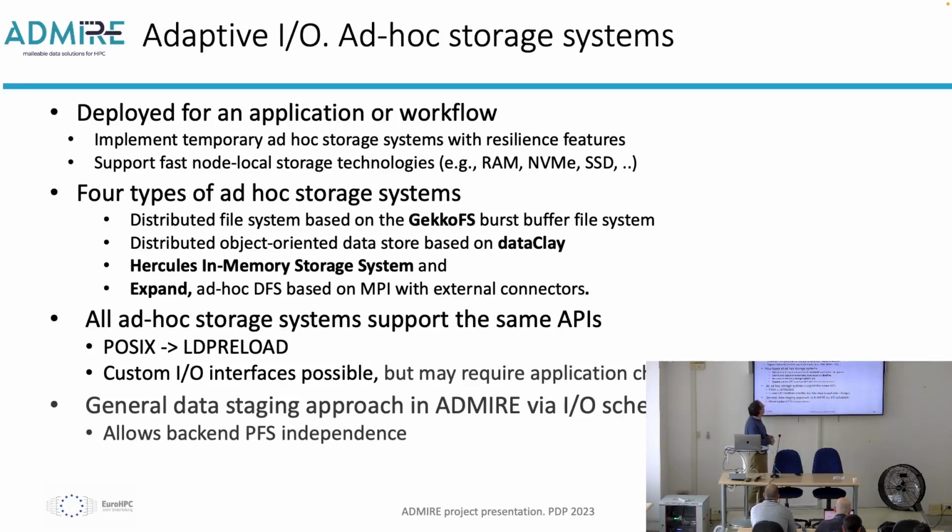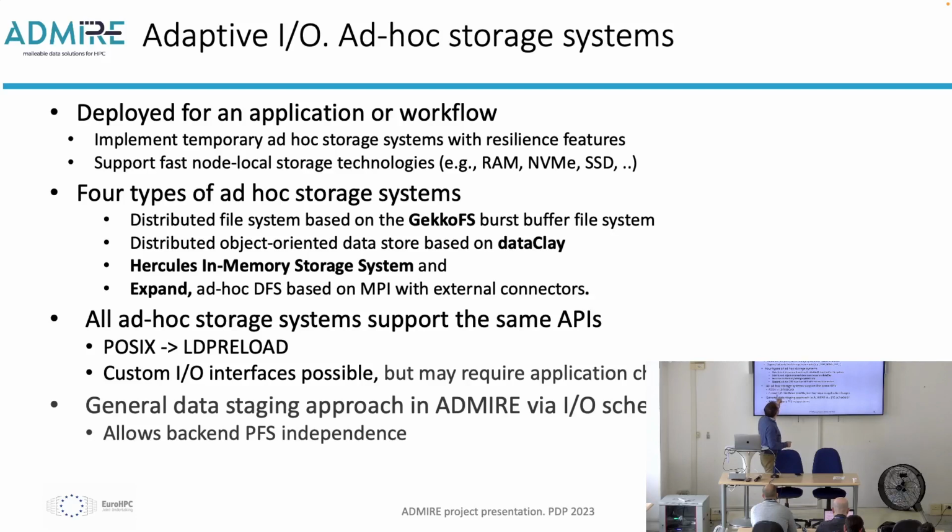One thing that is interesting here is that we may have several types of ad hoc file systems. We are not going to see this here today, only malleability, but actually we have several types of ad hoc file systems. All of them allow the deployment of an elastic storage system, a file system, and we now have four kinds of ad hoc storage system.